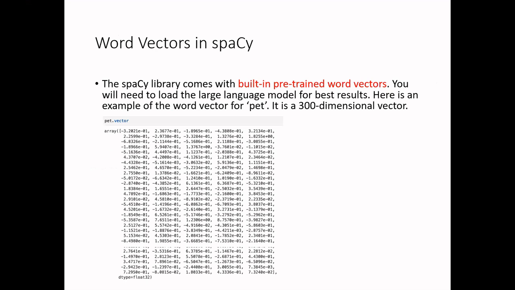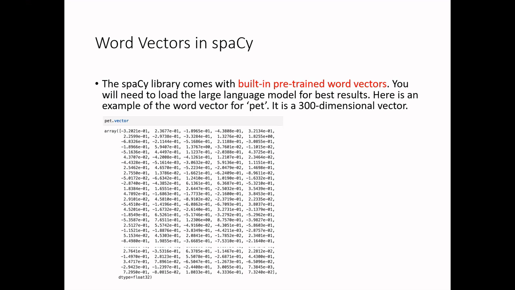Here is an example of word vectors. I mentioned last time that these representations involve 300 or even more dimensions to represent each single word. The spaCy library comes with built-in pre-trained word vectors. If you want to use these word vectors, you will need to load the large language model, because the large language model has 300-dimensional vectors. I think the small language model has 50-dimensional vectors.